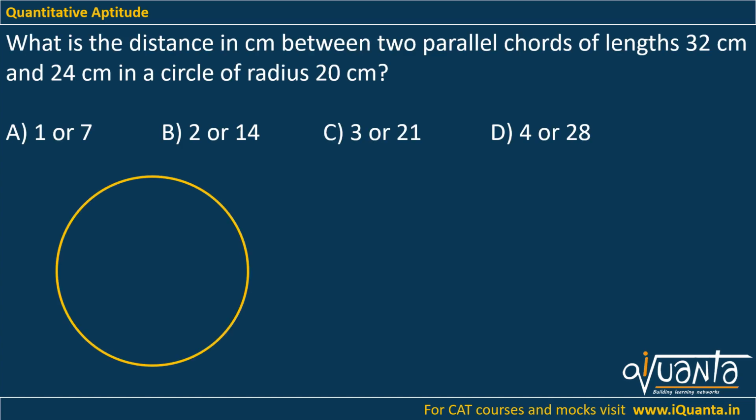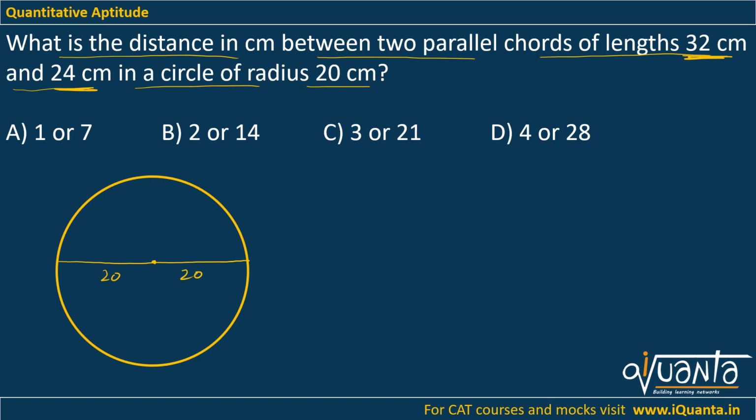The question is, what is the distance in centimeters between two parallel chords of lengths 32 centimeter and 24 centimeter in a circle of radius 20 centimeter? We have just been told that there are two parallel chords, okay? The radius of the circle is 20 centimeter, hence the diameter will be 40, right? This will be 20, this will be 20. So we have these two chords, length 32 centimeter and 24 centimeter.